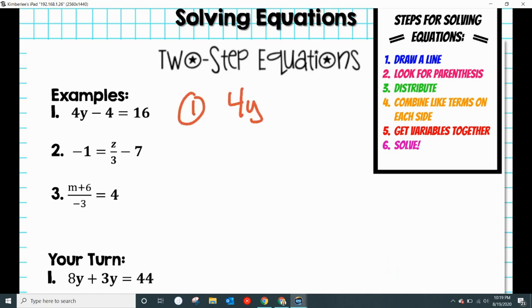So here's one, 4y minus 4 equals 16. Okay, so step number 1 is draw that line. We are going to do that step for sure, because I want you to remember, whatever you do on one side of that line, you have to do it on the other side too.